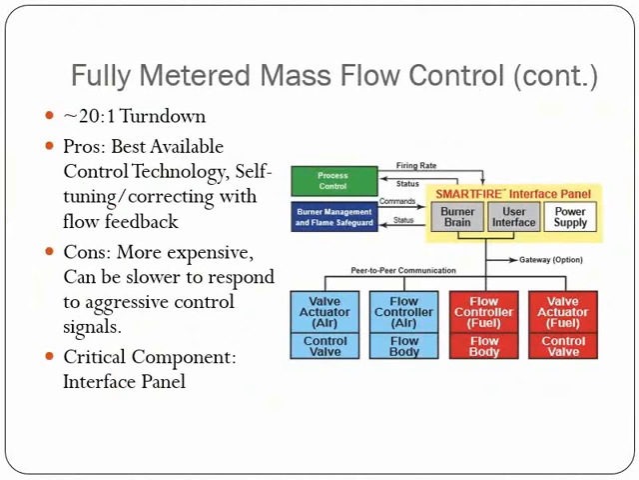If there's a system available that will allow you to get 40-to-1 turndown out of the flow bodies and the controllers, then there's no reason why you could not achieve 40-to-1 out of the fully metered mass flow control.